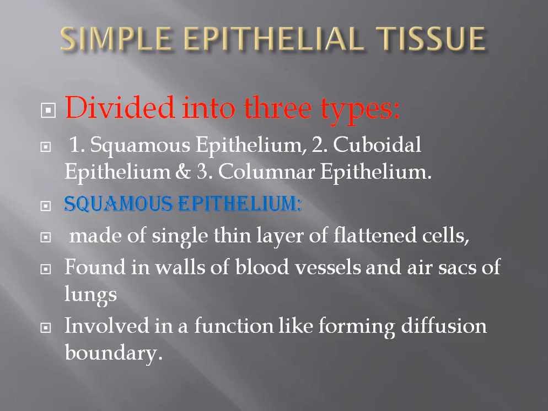Simple squamous epithelium is made up of a single thin layer of flattened cells. It is found in walls of blood vessels and air sacs of lungs, and its function is involved in forming diffusion boundary.